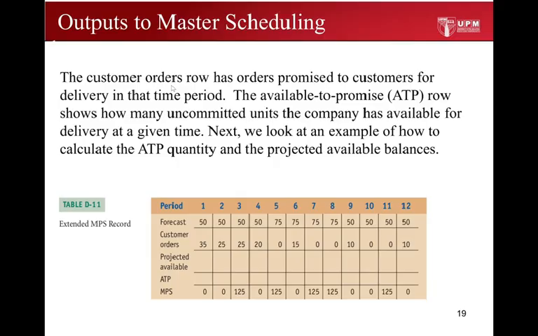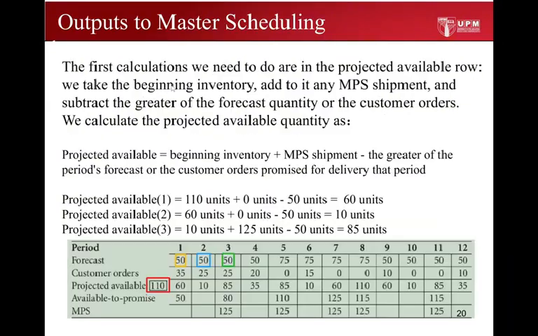For example, the company has promised 35 units to be delivered in period 1, 25 units for delivery in period 2, and so forth. Using the data shown in table D11, let's look at how we get the numbers. In this case, both the forecast numbers and the customer orders are already filled in.